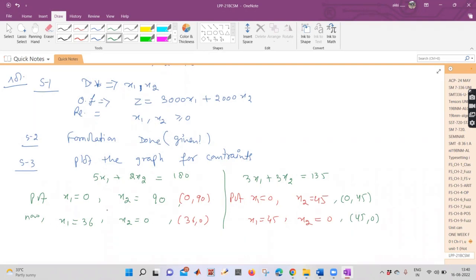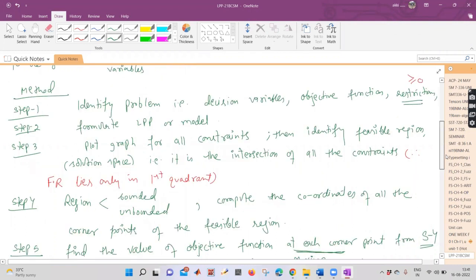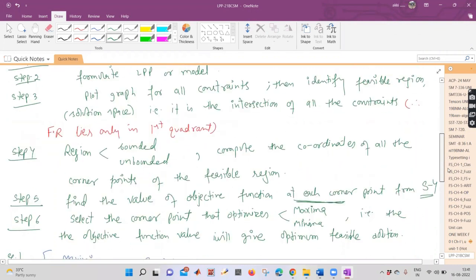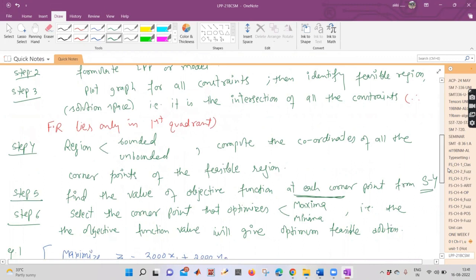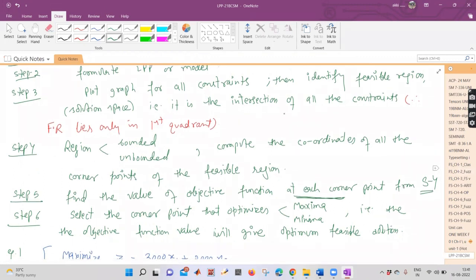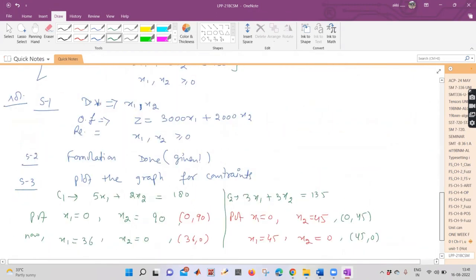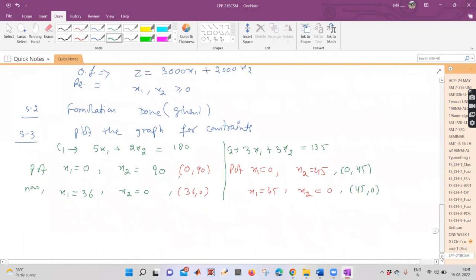Now we had two constraints, this is our constraint 1, constraint 2, and we have received our corner points. So our step 3 is done. See here again: identify problem done, formulation already given, plot the graph since the constraints were given. So we have found our points. Now what we need? The intersecting point, which means we have to plot it. So now you plot this. Let's plot.